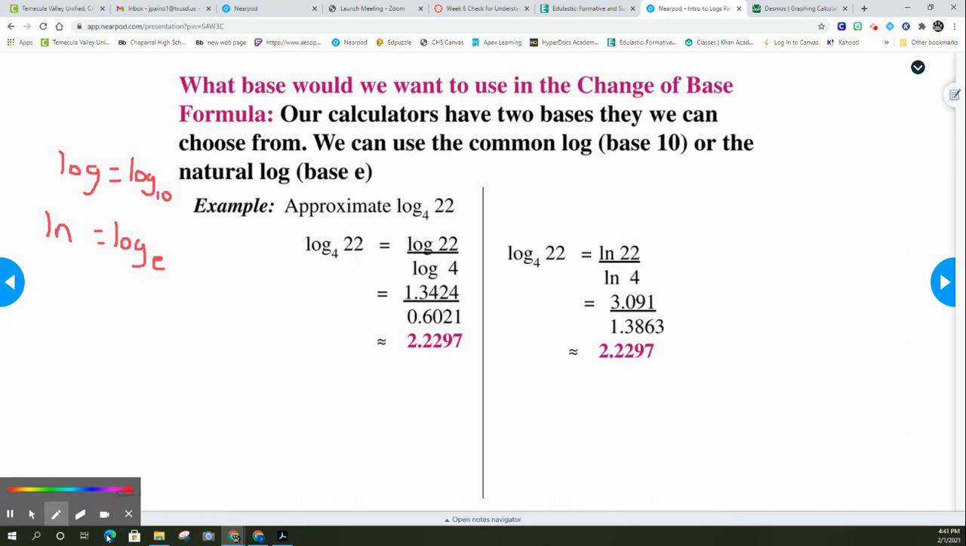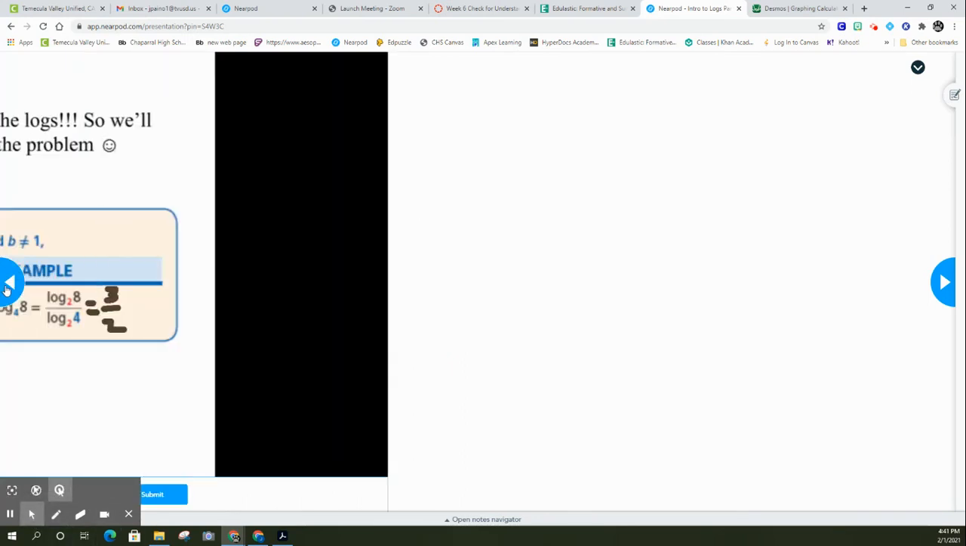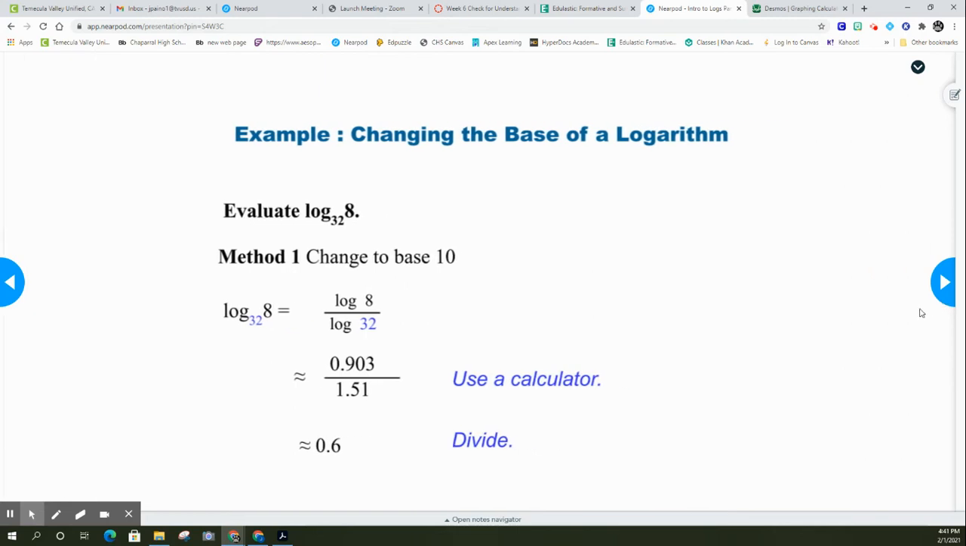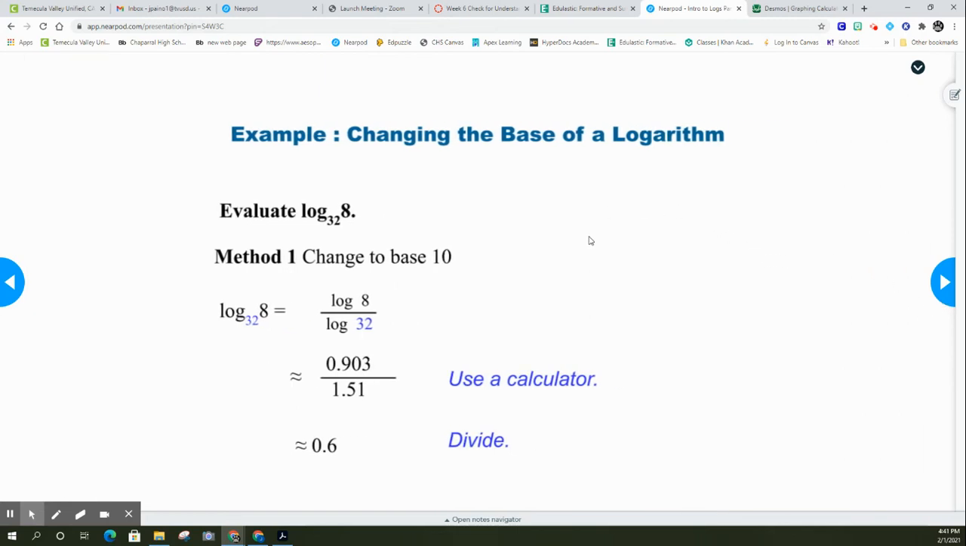Again, that's the change of base formula. It's log base a of x over log base a of b. So b is the base. I like to say b base bottom. That base is going to be on the bottom of the change of base formula.